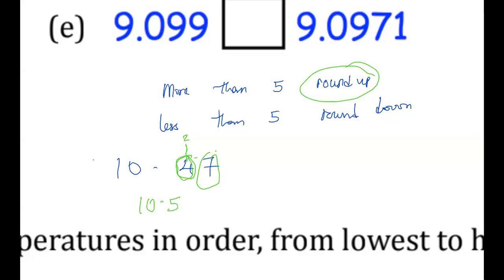So if it's like this too, 10.43. If you're asked to round this thing, that gives you what? 10 point what? 10.4. Because this is less than 5, so you have to round down. It becomes 10.4. So when the number next to the one you are rounding is 5 or more, you round up. When it's less than 5, you round down.